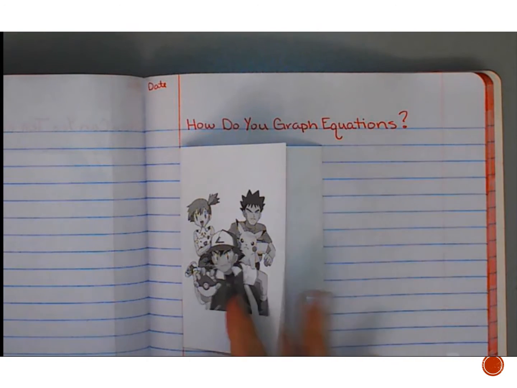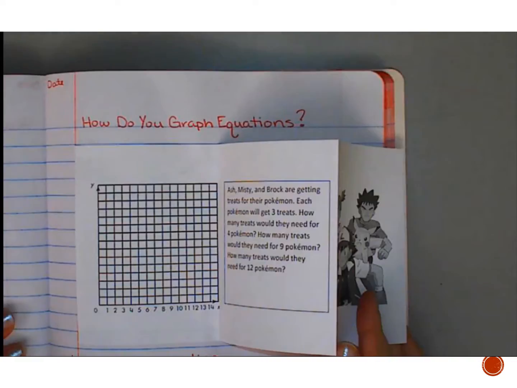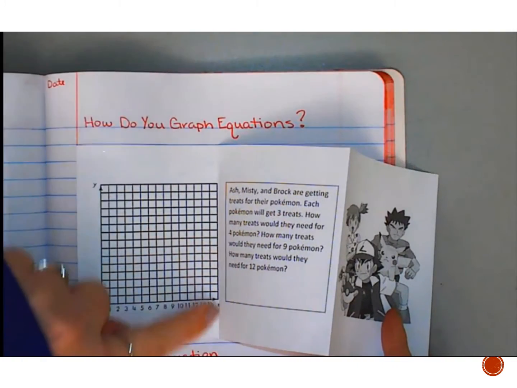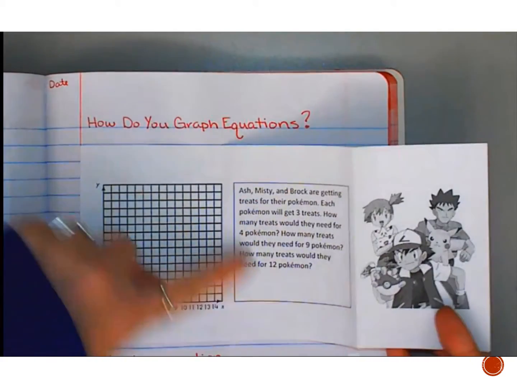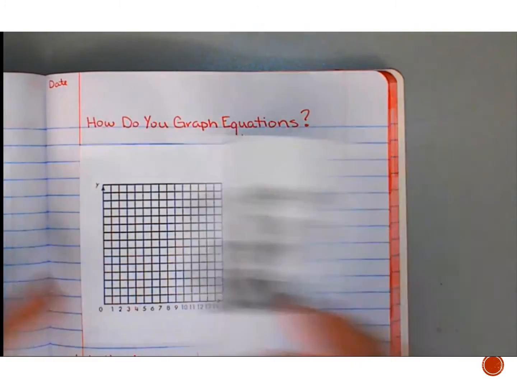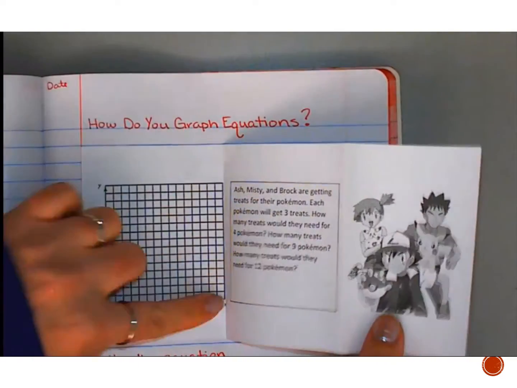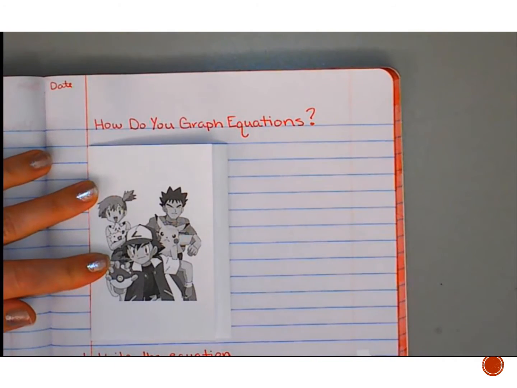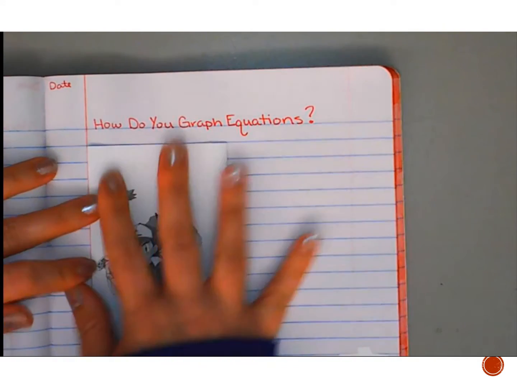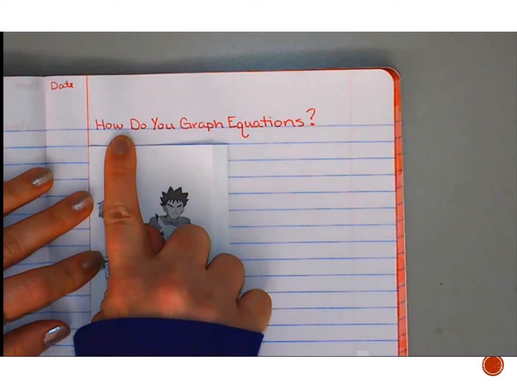All right, so you're going to take this little piece of paper right here that you have. You're going to fold it right past the coordinate grid. Then you'll have the problem, and you'll fold it a little bit past it. And you'll just glue it in, 4 dots of glue behind the grid. And you're going to glue it in right there. So it'll open up like this. Okay? And our essential question is, how do you graph equations?